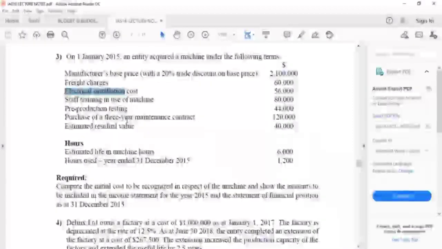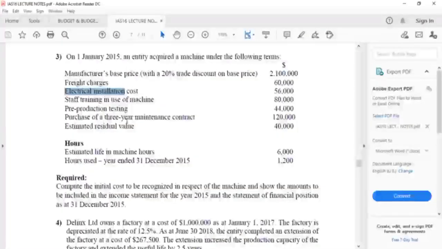Purchase of 3-year maintenance contract. Will it be fat? No, it will not be fat. Maintenance has nothing to do with it. Maintenance is after you started using the asset.